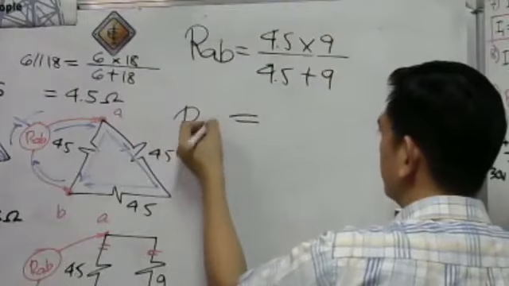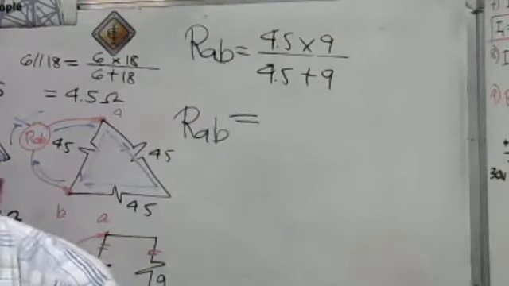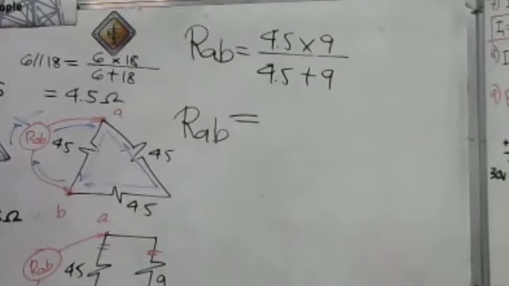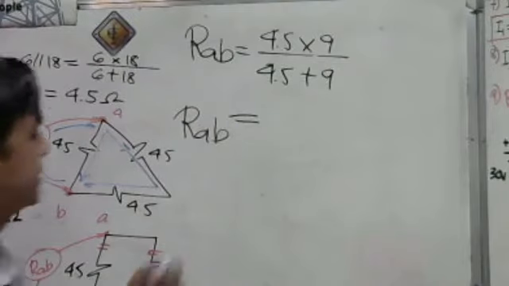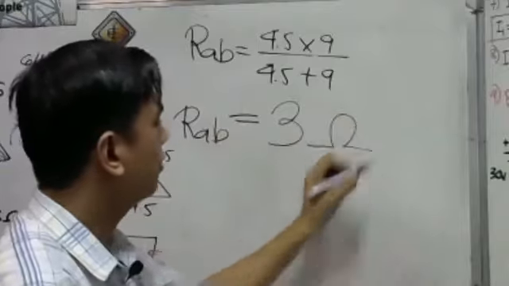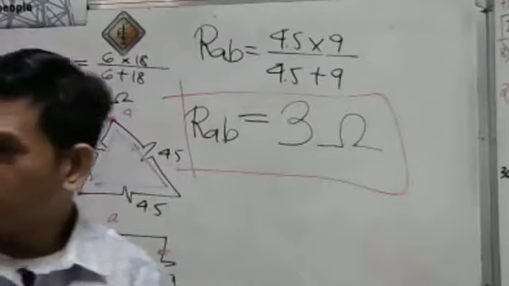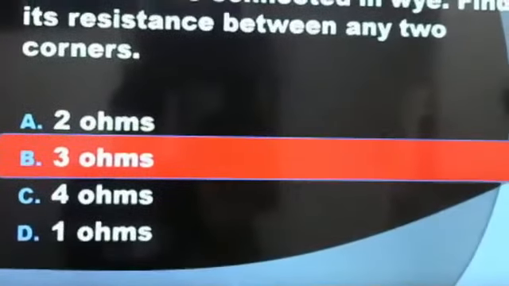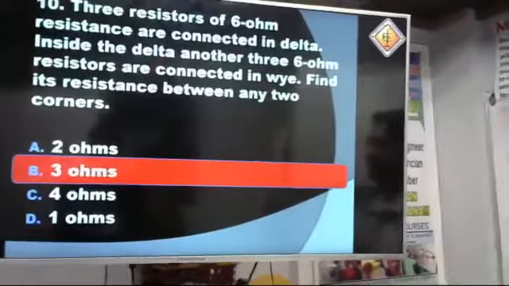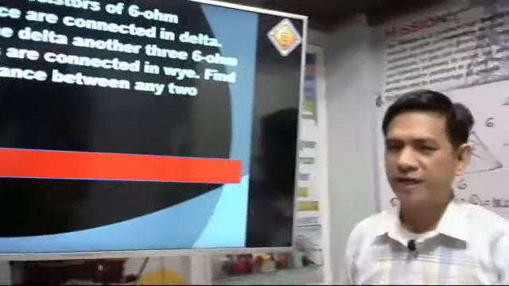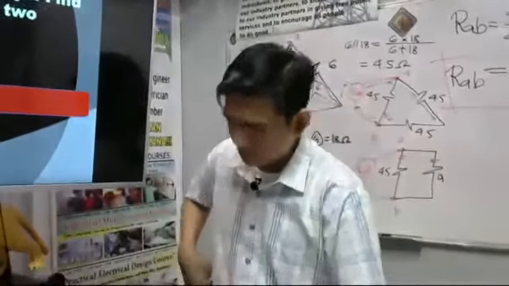What is now the answer for our RAB? Let us calculate. So we have here 4.5 times 9 divided by 4.5 plus 9. The answer would be 3 ohms. That is our final answer. 3 ohms would be letter B. Very easy. Actually, that is a past board examination question.